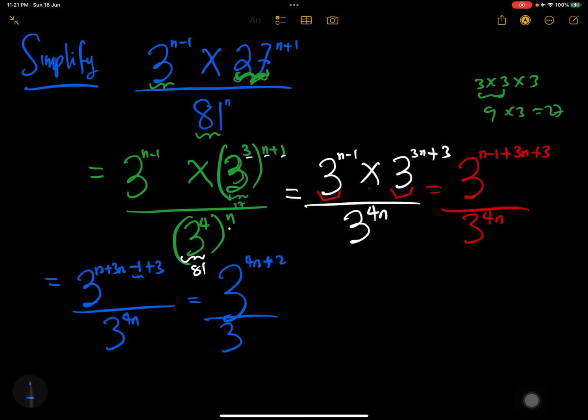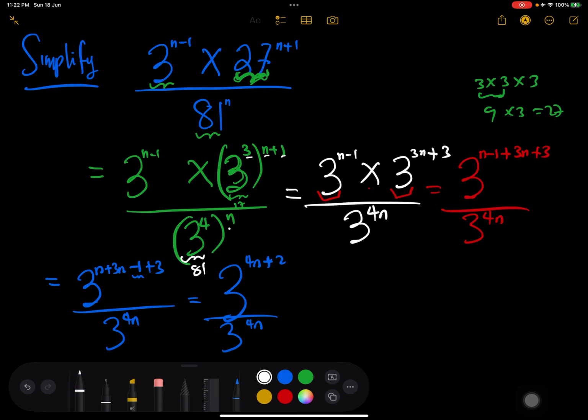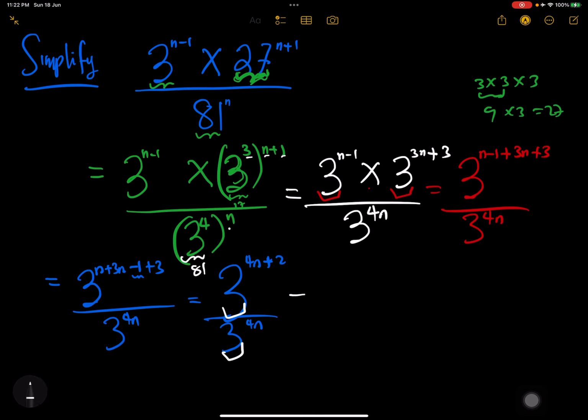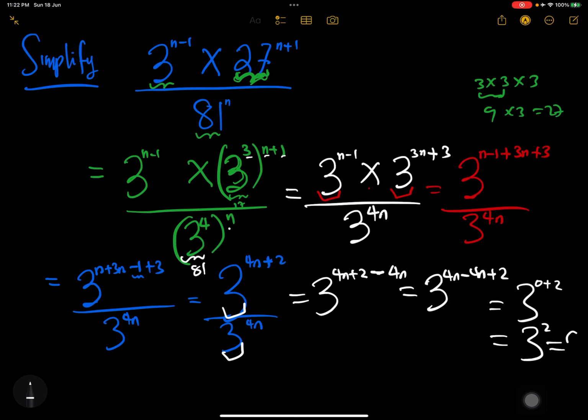All divided by 3 to the power of 4n. Now, the last rule here is division. The bases here are the same, so we subtract their exponents. So it's 3 to the power of 4n plus 2 minus 4n. That's going to give us another rearrangement. It's going to be 3 to the power of 4n minus 4n, plus 2. And that gives us 3 to the power of 0 plus 2. And that gives you 3 to the power of 2, which is equal to 9.